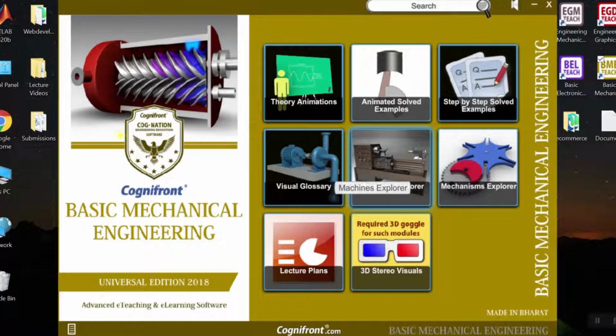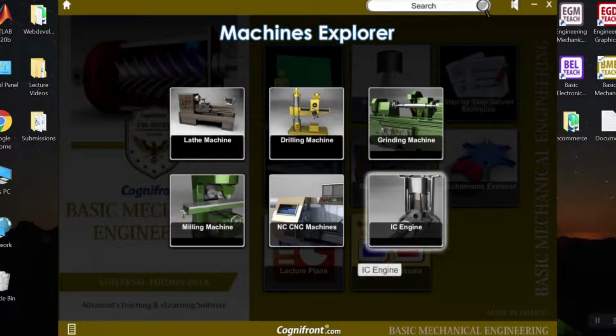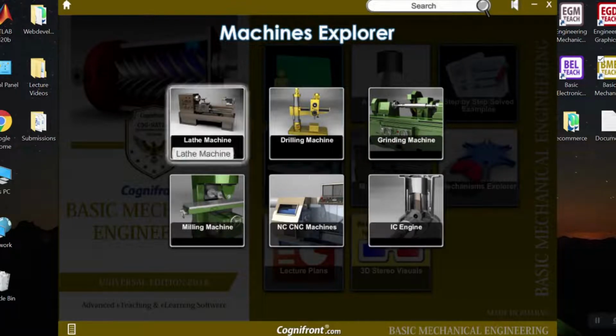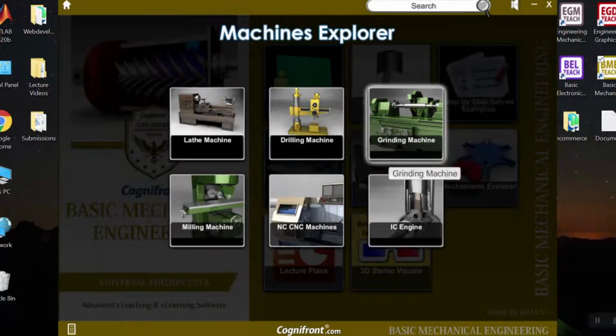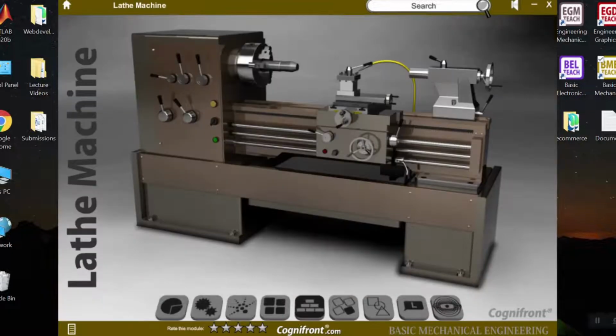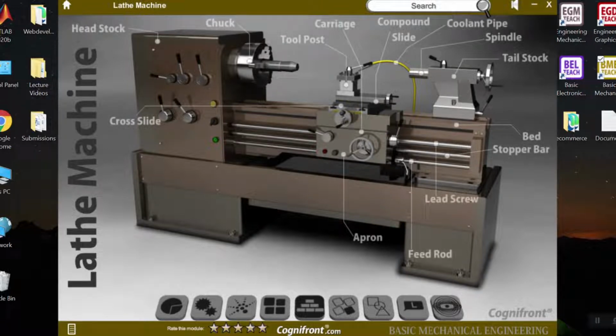Similarly, next we have the Machines Explorer. Here all the technical details of 6 different machines are given. First we have the lathe machine. So we all know what a lathe machine is. A lathe machine is a machine tool.